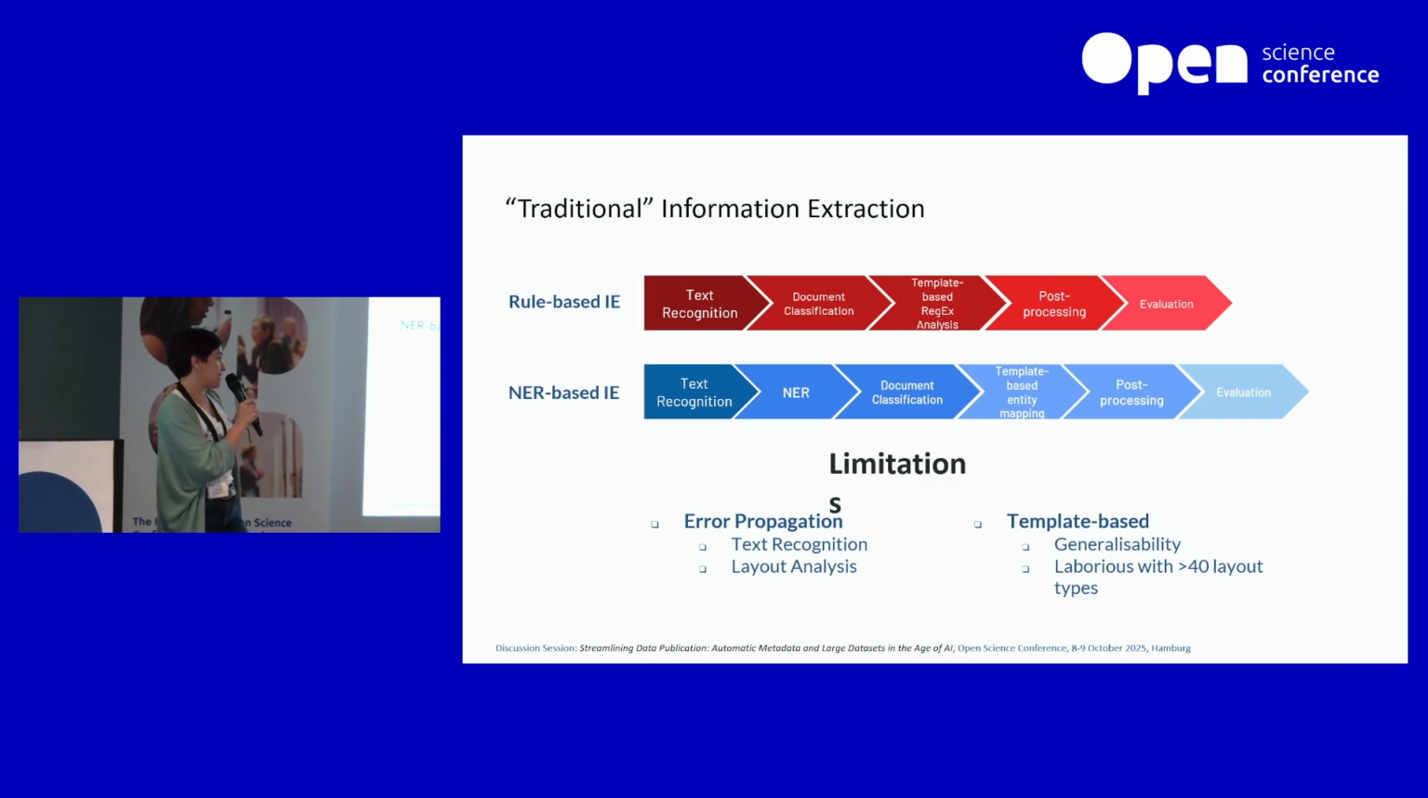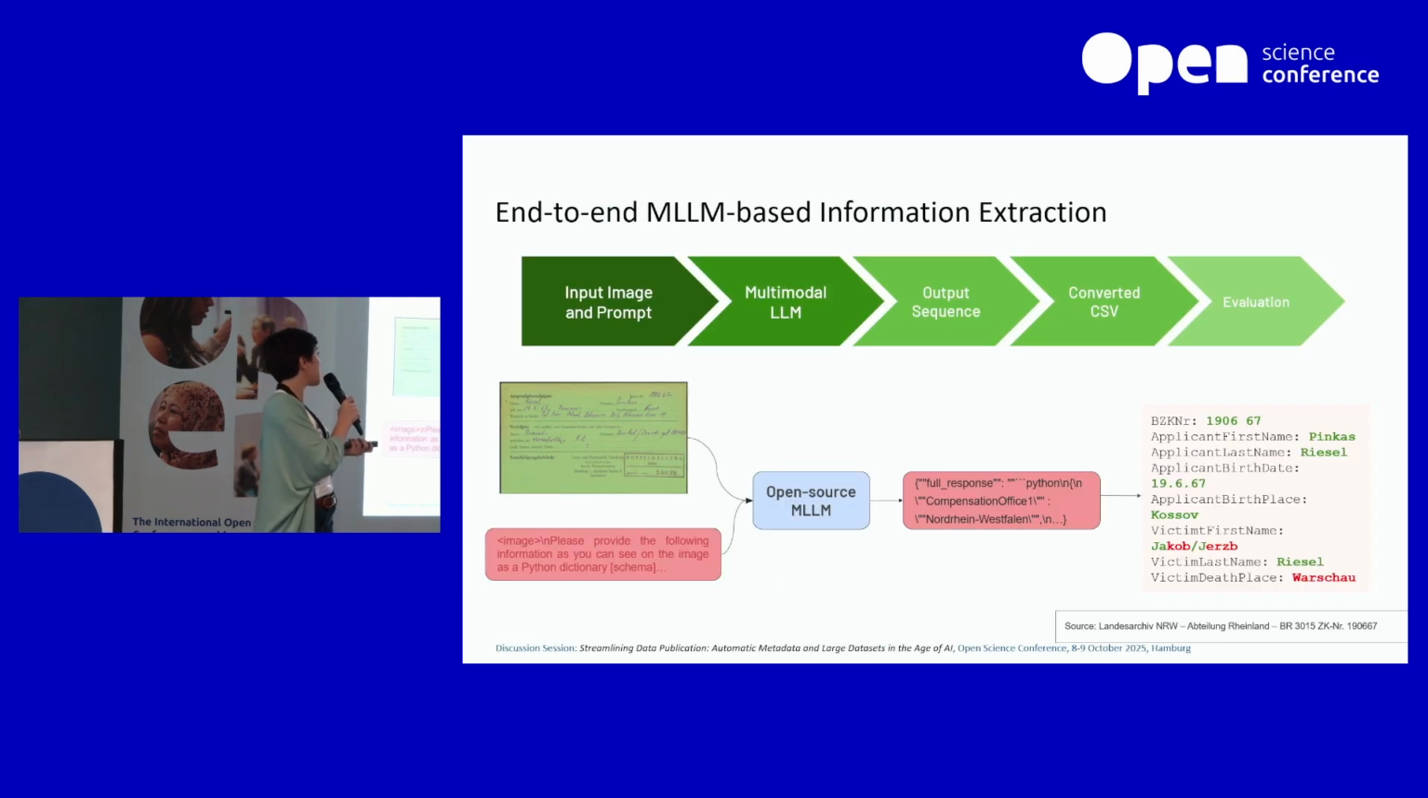On the other hand, given that we have semi-structured documents and so many different layout types, it would be difficult to generalize one set of rules to all of these different layouts, and it would be quite laborious for a human to create rules for all of these different layout types. So AI is helping us at the moment with an end-to-end information extraction pipeline where we do not need OCR anymore. Therefore, the error propagation is not an issue anymore.